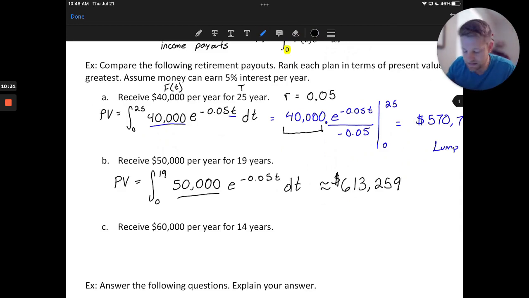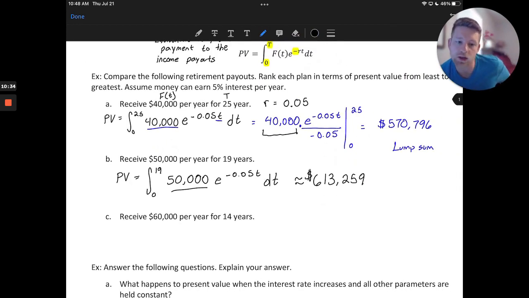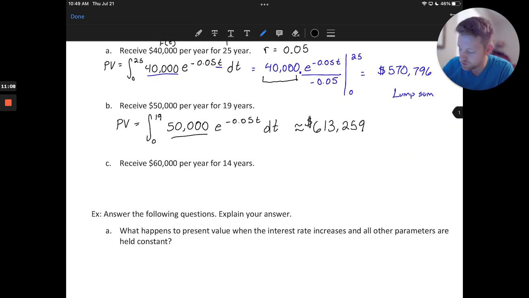So notice that this income stream here is a bit larger. This would mean that the $50,000 payouts for 19 years is actually worth more than our $40,000 payments for 25 years. So even though the amount of years went down, it didn't go down enough to compensate for that $10,000 increase in income each year. So right now, B is in the lead for the most valuable income stream. Let's go ahead and set up that last one.